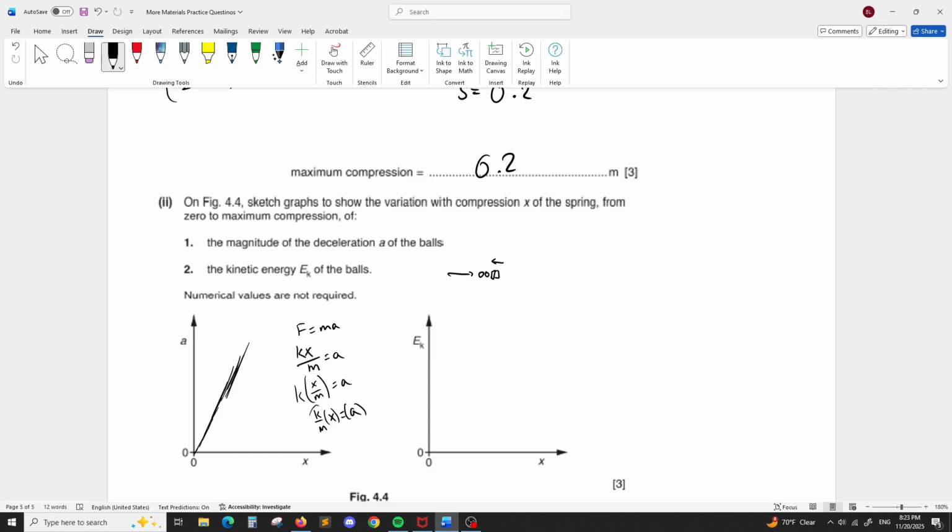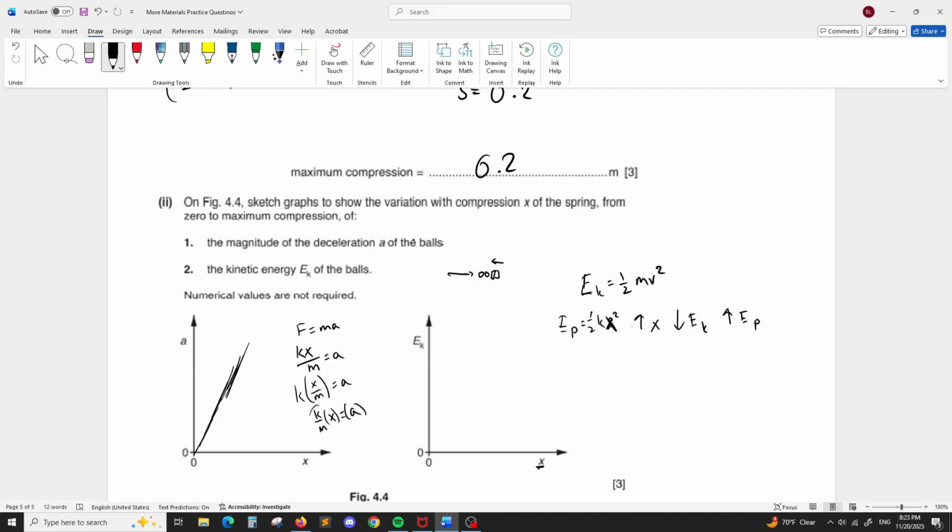Additionally, number 2, the kinetic energy E_k of the balls. So E_k is equal to 1/2 mv squared. And we also know that as we increase compression, our E_k goes down, but our E_p goes up, right? So we know that E_p is equal to 1/2 ks squared. In this case, they use x, so you can just use x here. Doesn't really matter.